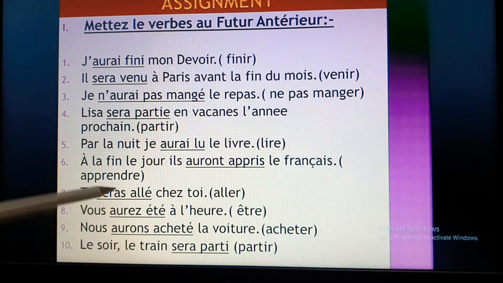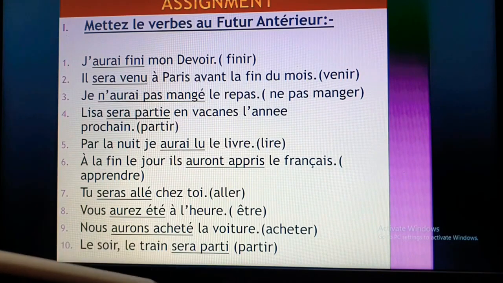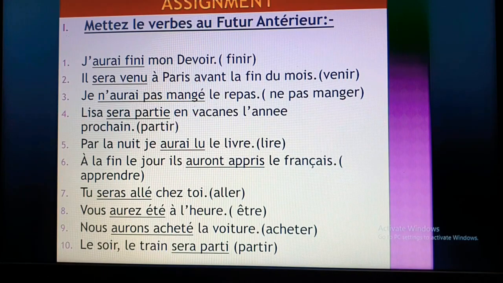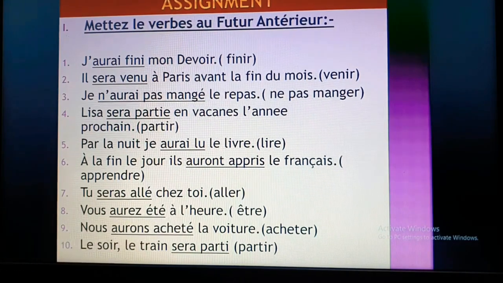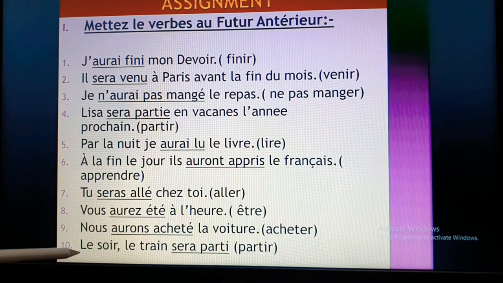So we won't add s. Why? Because avoir is the rigid verb. Remember, être is a flexible verb. It adds e or s with the past participle in order to show us the gender as well as the number. Good.